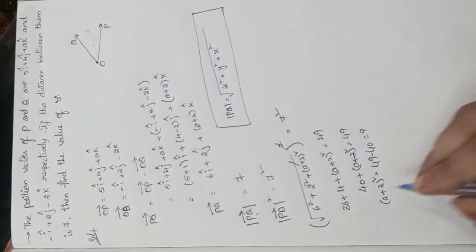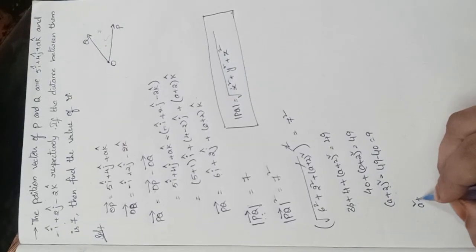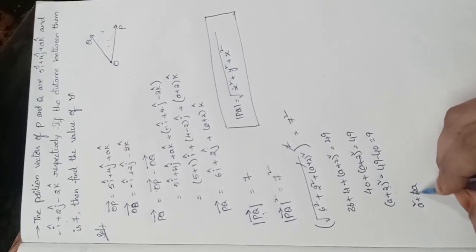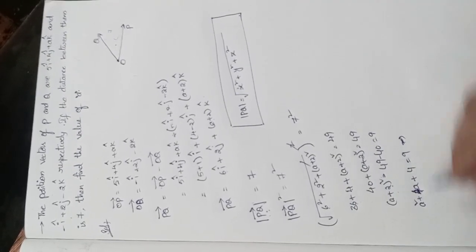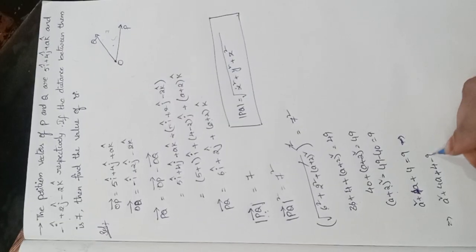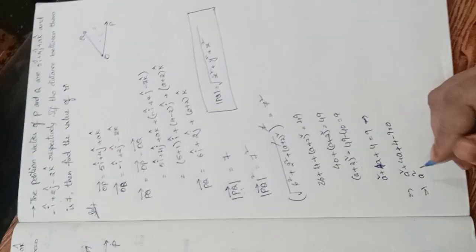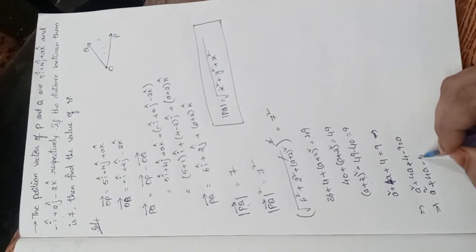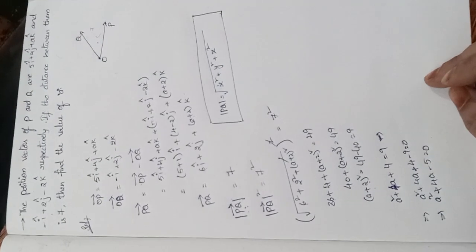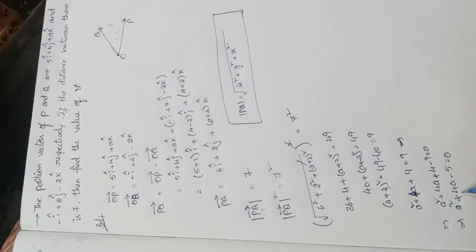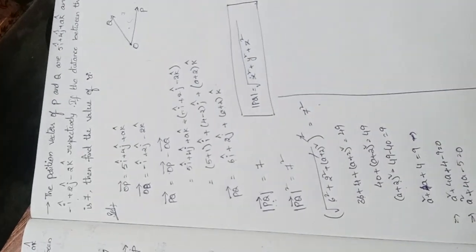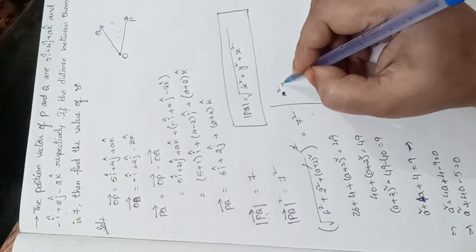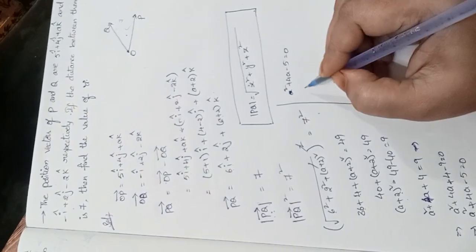Now let us expand this, using the a plus b whole square formula. a square plus 2a, sorry, 2 times 2a which is 4a, plus 4 equals 9, which implies a square plus 4a plus 4 minus 9 equals 0, which implies a square plus 4a minus 5 equals 0. Here we got a quadratic equation. So by splitting the middle term, we can find the value of a.